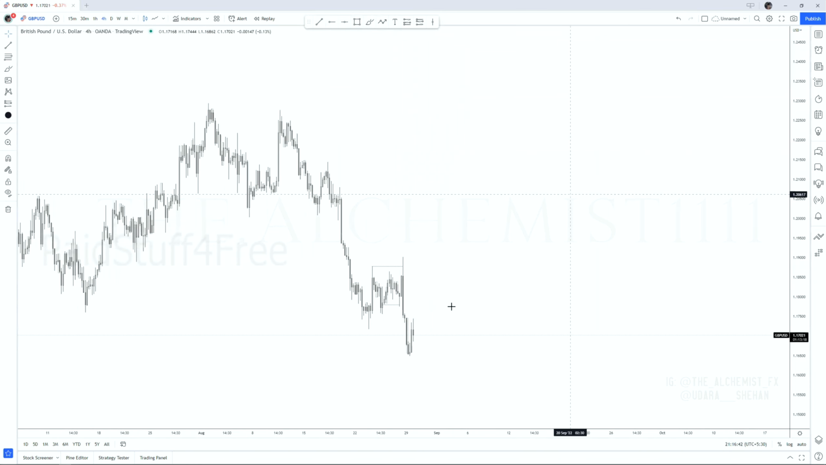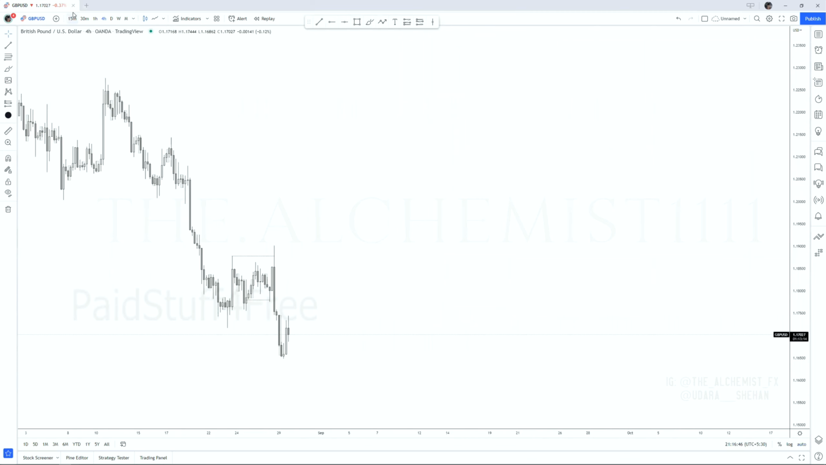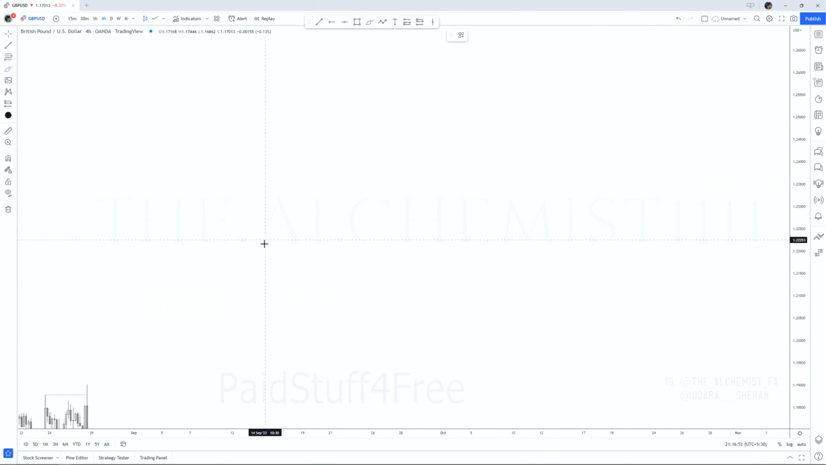Let's see. First thing is, you would have seen that Asia does not move a lot, right? Most of the time, Asia is in a consolidation.